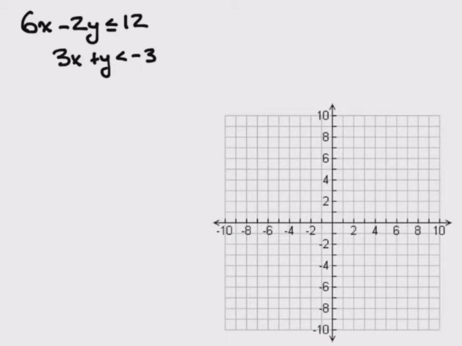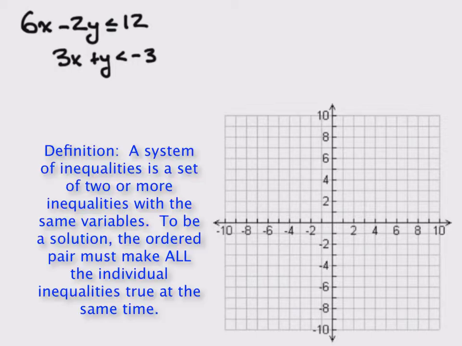All right, now what happens if we have a system of linear inequalities? A system of inequalities is a set of two or more inequalities with the same variables. To be a solution to a system of inequalities, the ordered pairs must make all of the individual inequalities true at the same time.